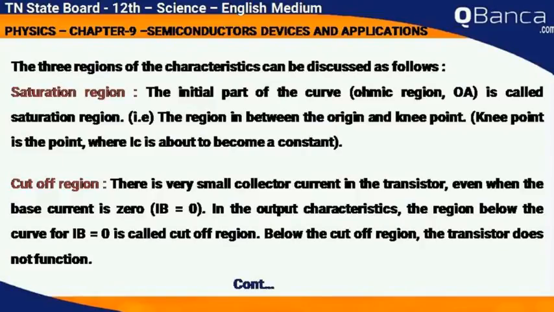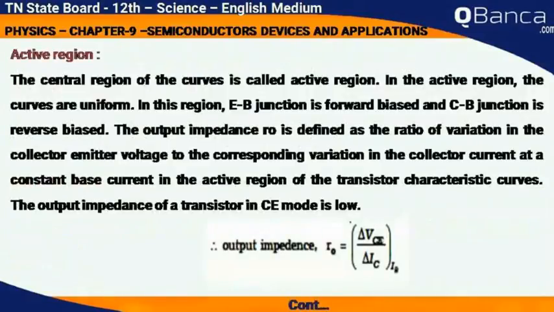Cutoff region. There is a very small collector current in the transistor even when the base current IB is equal to 0. In the output characteristics, the region below the curve for IB equal to 0 is called the cutoff region. Below the cutoff region, the transistor does not function.